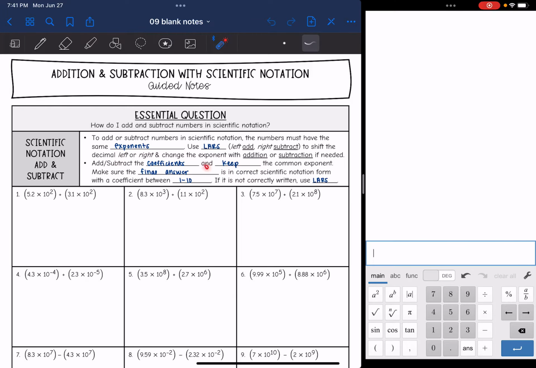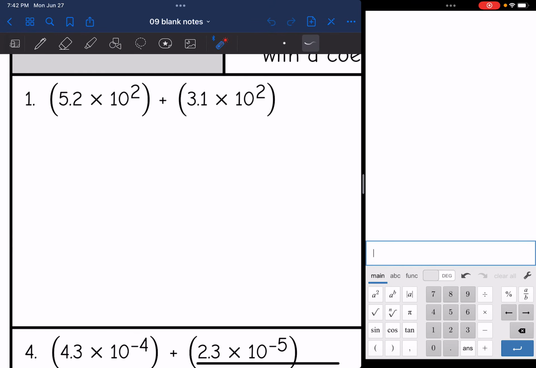And then you just need to make sure that the final answer is in correct scientific notation form with that coefficient between 1 and 10, and if it's not correctly written, then we will use LARS again to convert it to correct scientific notation. So let's look at number 1.